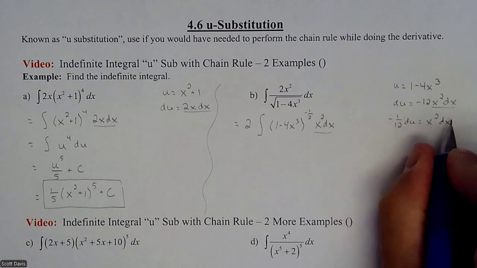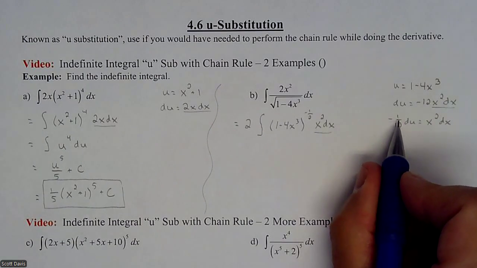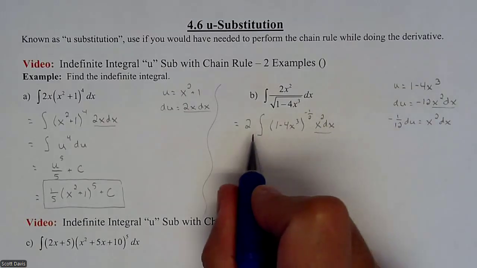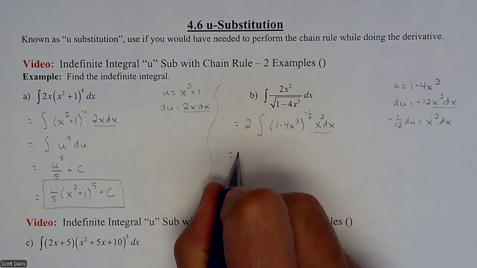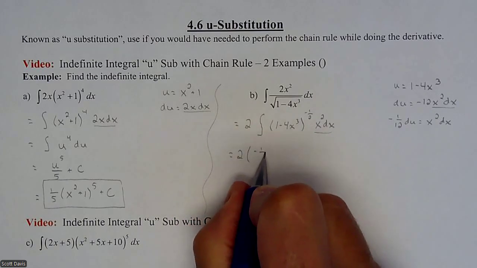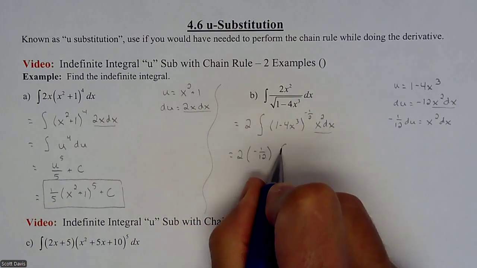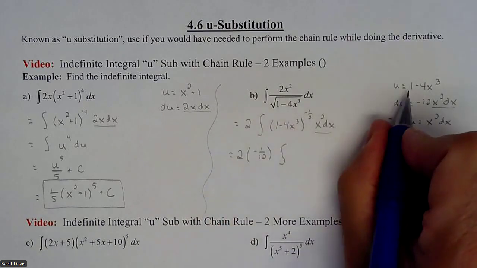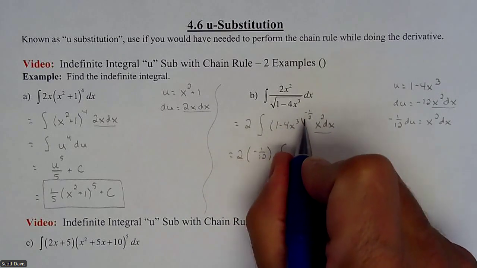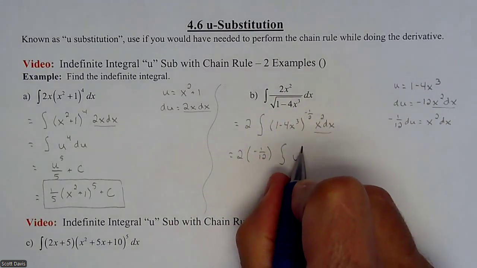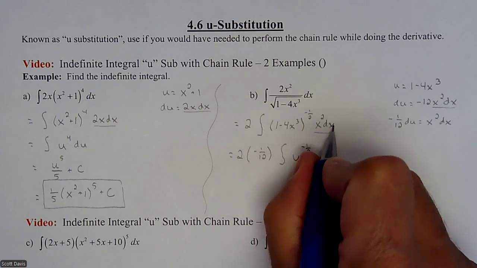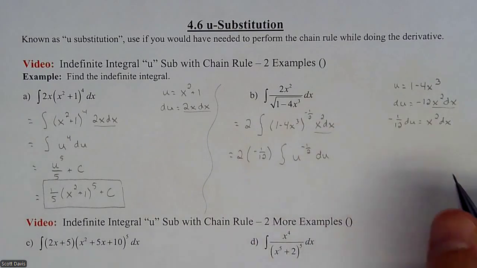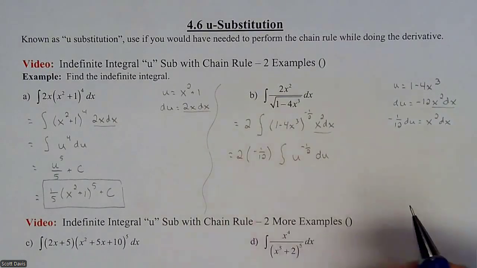Now I can take my x squared dx and replace it with a negative 1/12 du. The du I'll leave here, but the negative 1/12 I'll take out like we did with the 2. So it'll be a 2 times a negative 1/12. And then the integral of this is getting replaced with u, so it's going to be u to the negative 1/2. And then x squared dx is part of my substitution with du, and the negative 1/12 I took out.